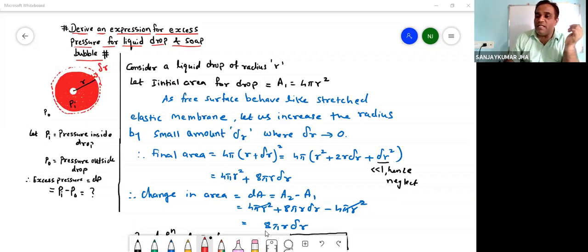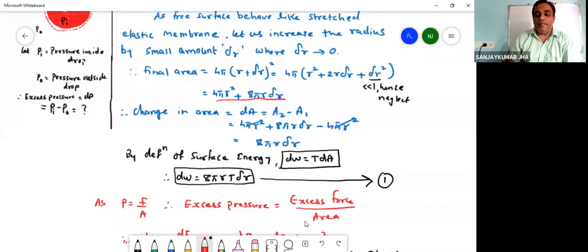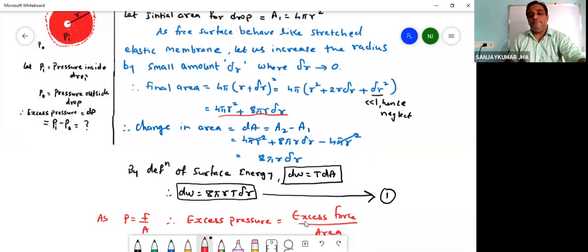And students, remember this delta r square is infinitesimally small, so this term becomes very, very much less than 1, hence we neglect it. So our final area is 4 pi r square plus 8 pi r delta r. The change in area is A2 minus A1, that is 4 pi r square plus 8 pi r delta r minus 4 pi r square. The common terms, plus and minus, get cancelled, and we are left with only 8 pi r delta r.